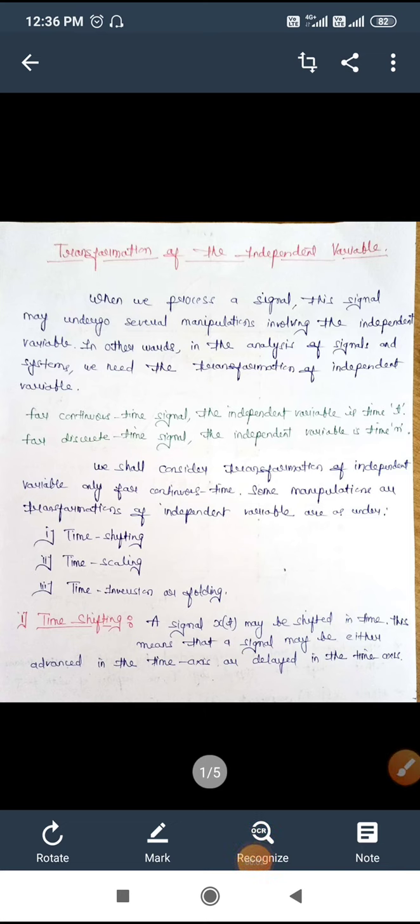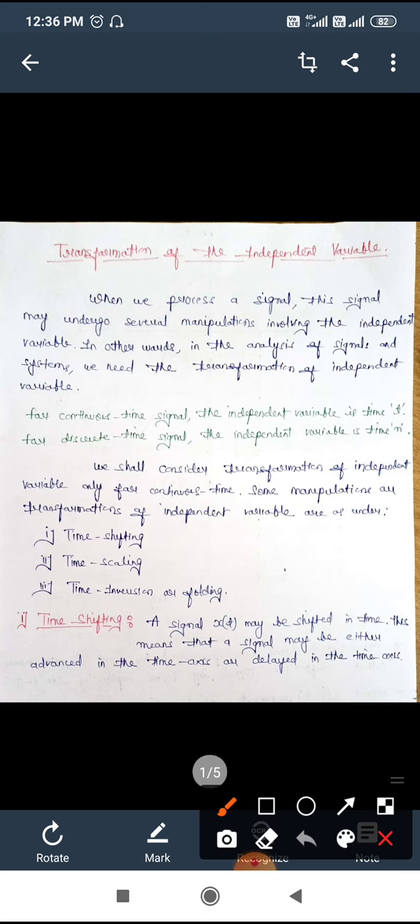Here in this video, we will discuss the topic transformation of independent variable. As we know, in order to process a signal, it may undergo several manipulations which especially involve the independent variable. And in the analysis of signals and systems, we need transformation of the independent variable. Here, the independent variable is time.